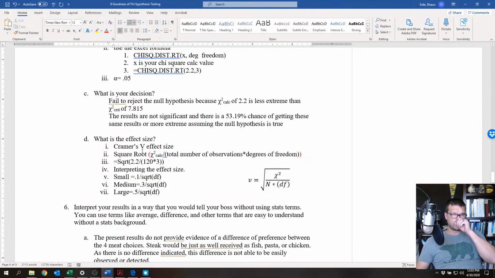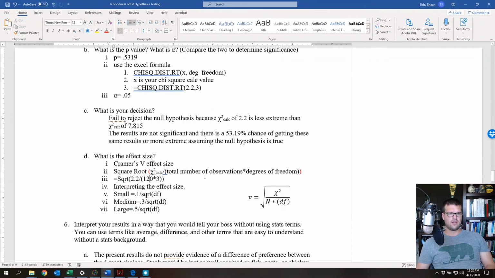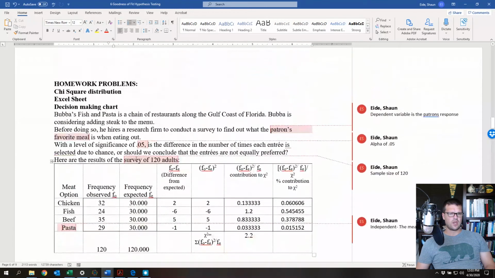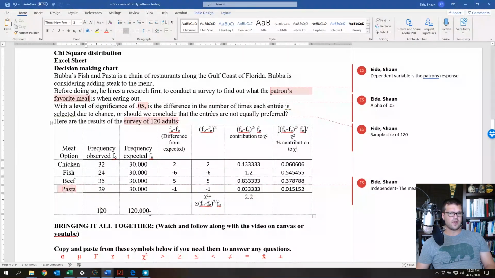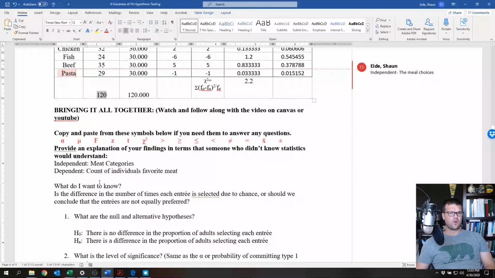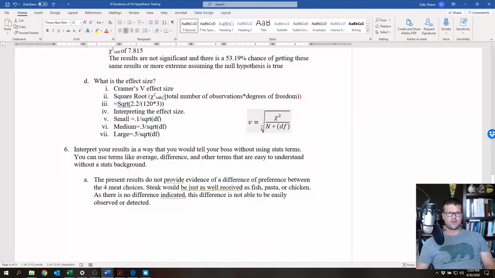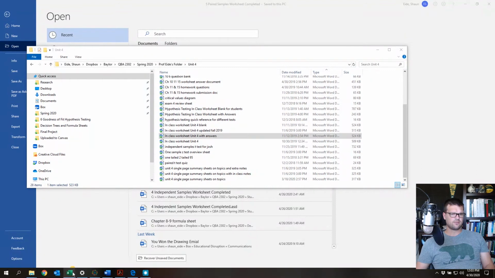Square root of 2.2, so we have a chi-squared calculated of 2.2. We have 120, is that right? How many observations do we have? We came right up here. We've got 120 observations, and notice that the expected frequency is always going to equal the observed. So we have 120 observations. And then we have 3 degrees of freedom because there's 4 categories, so 4 minus 1. So I'm going to copy this, Control C, and I'm going to go into Excel.